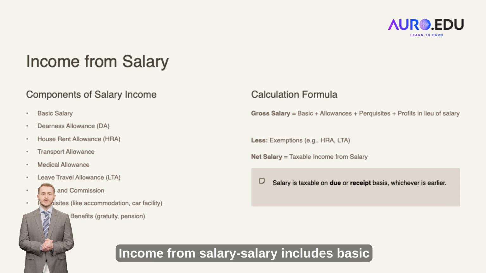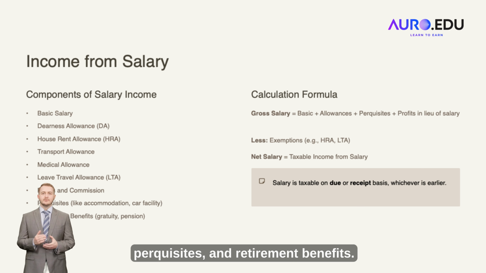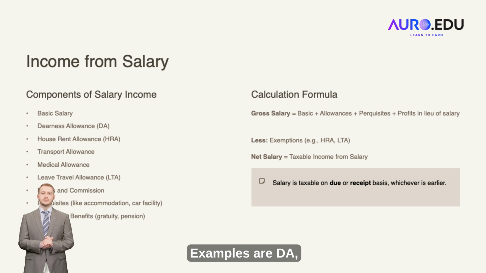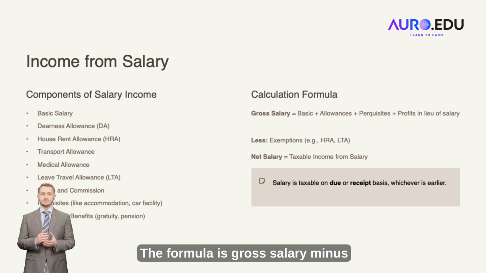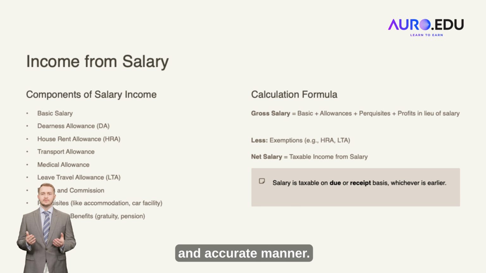Income from salary includes basic pay, allowances, perquisites, and retirement benefits. Examples are DA, HRA, transport allowance, bonus, gratuity, and pension. The formula is gross salary minus exemptions equals net taxable salary. Salary is taxed on a due or receipt basis, whichever is earlier. This ensures income is recognized in a timely and accurate manner.